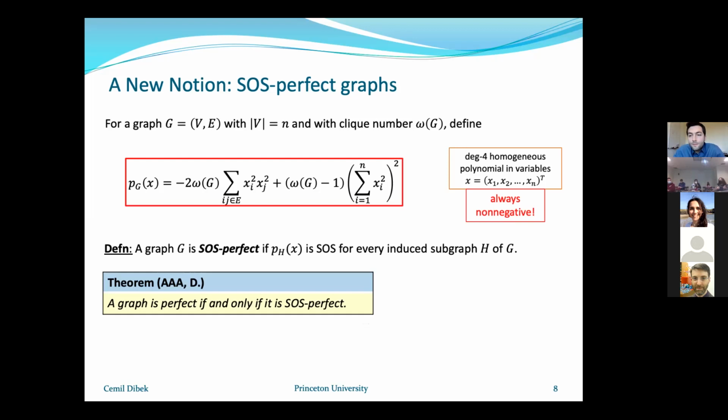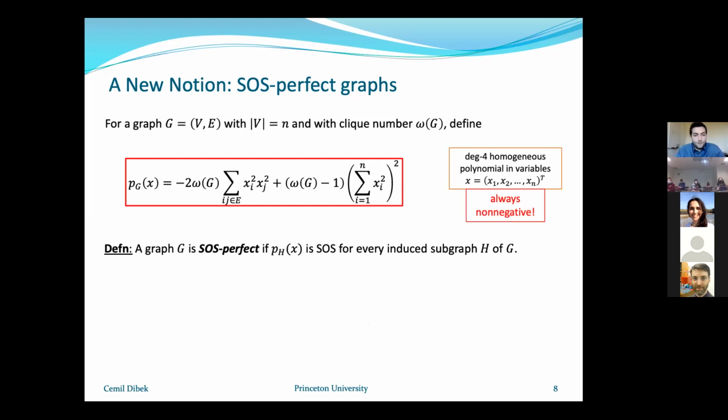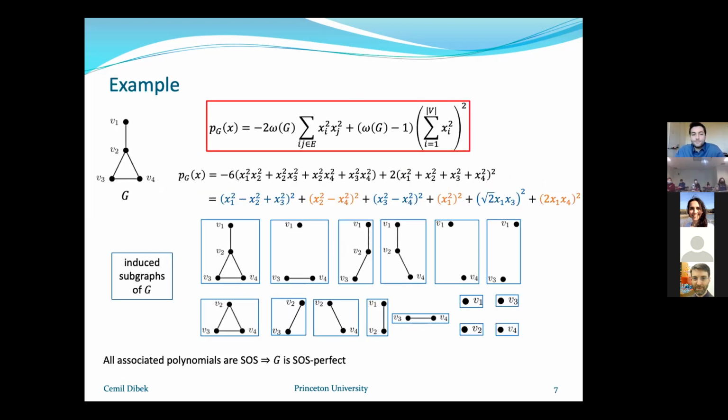Could I see the example from the previous slide? Sure. So here we have the graph G, and it has 4 vertices, and therefore it has 15 induced subgraphs, 2 to the 4 minus 1 induced subgraphs. And when we write this polynomial for each of these induced subgraphs, if they are all SOS, then we conclude that this graph is SOS perfect. Does that make sense?